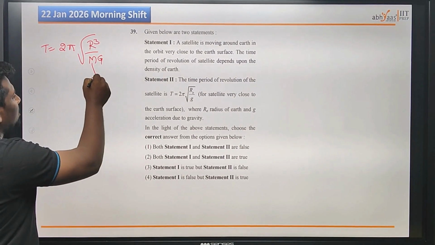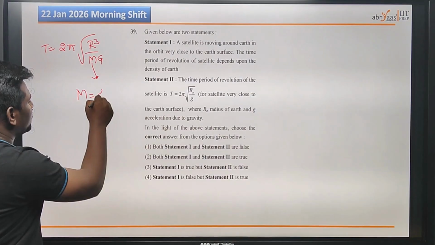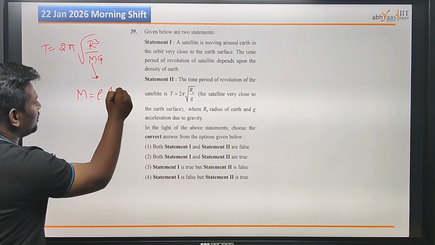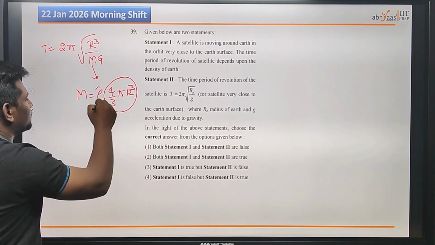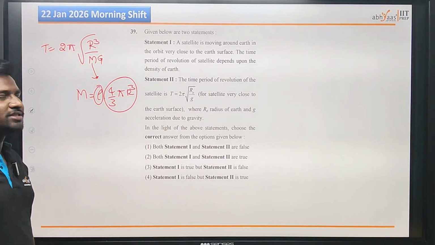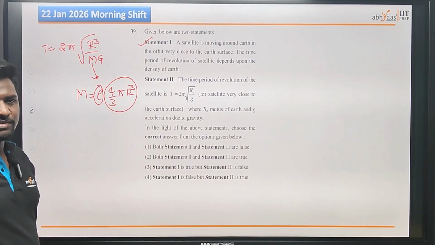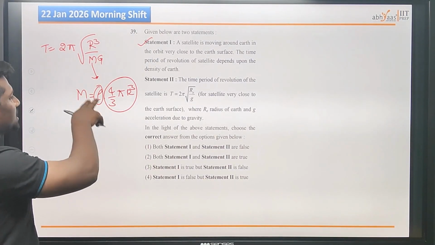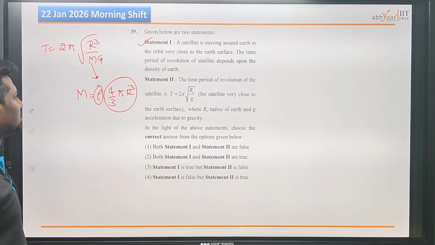So what is the value of M? We know that M is nothing but density into 4 by 3 into pi R cube. This is nothing but volume and this is density. So what is the conclusion? Statement 1 is right. True, it's true, because time period is depending on the density of the Earth.